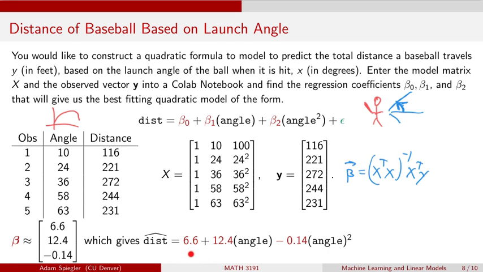And we could interpret this 6.6 as saying, if somebody hits a ball with a launch angle of 0 degrees, then that ball is expected to go 6.6 feet. Interpreting these coefficients is a little bit trickier, because I can't just say increasing the angle by 1 degree is going to increase the distance by 12.4 feet, because we also are going to have some negative contribution from this term if we increase the angle. So interpreting the slope and the coefficient in front of the square term is a little bit trickier in this case when we set up a quadratic model.